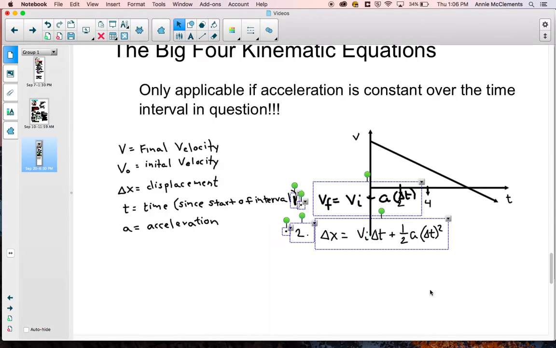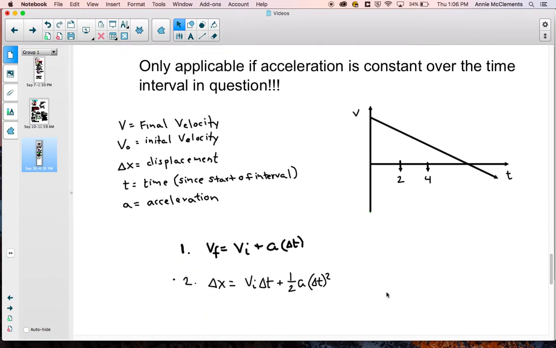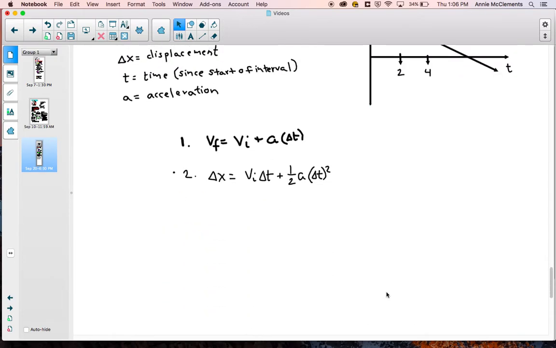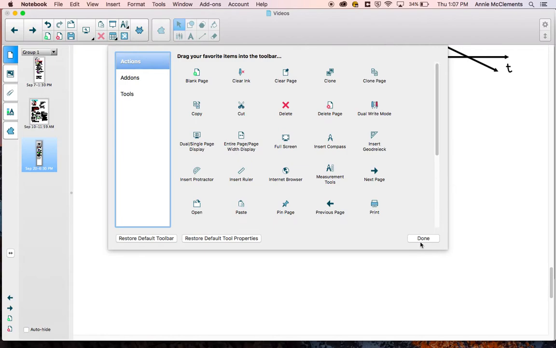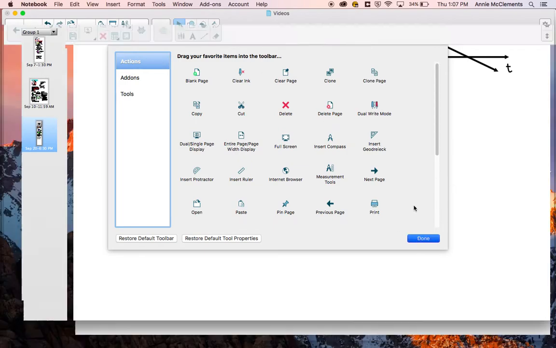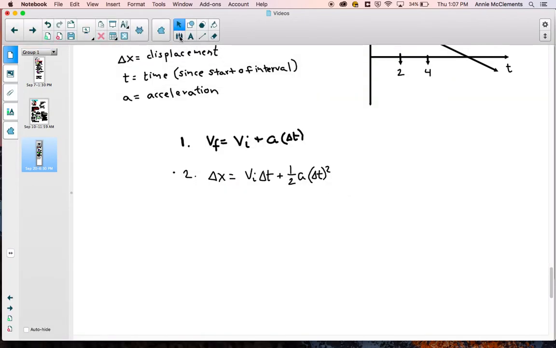And use them as shortcuts. So the next two equations are really hard to see where they come from, but they're great shortcuts for solving word problems, which is why we're going to include them.